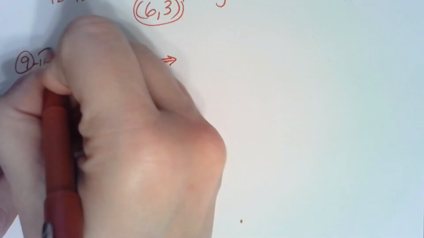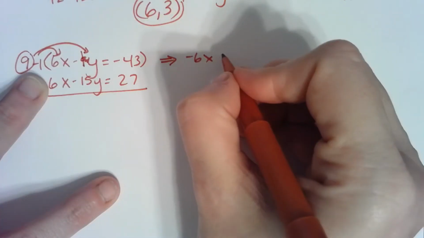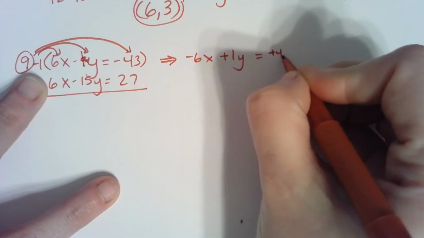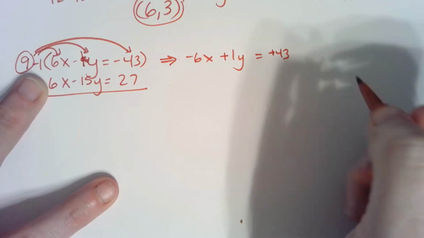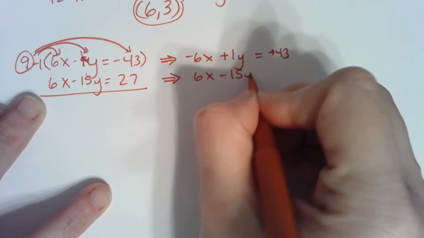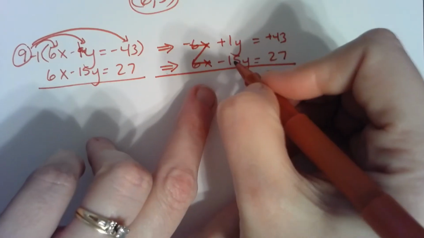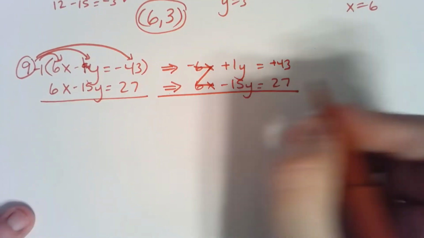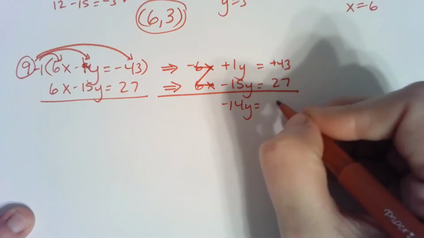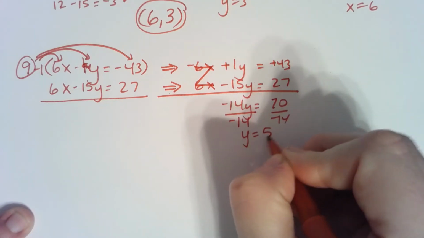Negative 1 times 6 is negative 6x. Negative 1 times negative 1y is positive 1y. Negative 1 times negative 43 is positive 43. And again, I didn't have to put the positive there. I kind of just did it on accident. Since I didn't mess with this line, I'm just going to move it straight over. 6x minus 15y equals 27. Okay, these zero out. 1 minus 15 is negative 14y. 43 plus 27 is 70. When I divide both sides by negative 14, I get y equals negative 5.